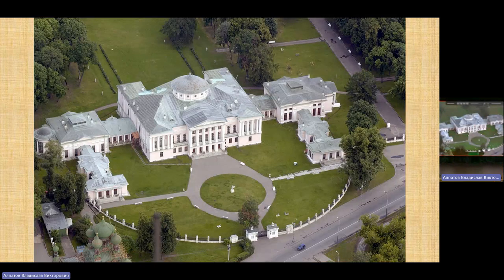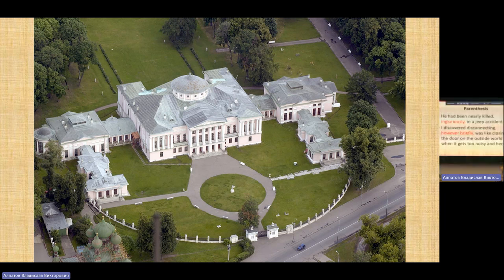Or this is an example of the Ostankina estate. Where are the detached constructions? Tell me. Left and right, the wings of the building, right? In English, they're called the wings. In Russian, they're called flügeli, right? From the German word. So the detached parts of the building.